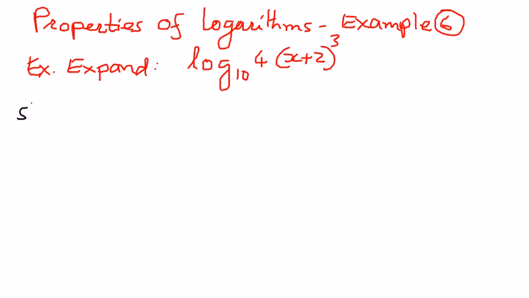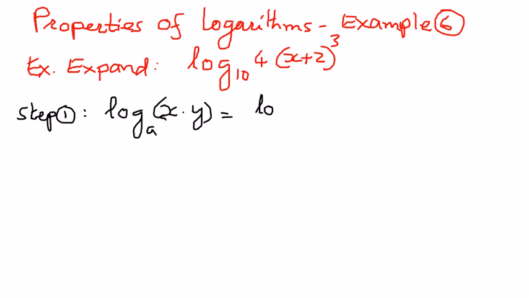Step number 1. We want to use the product rule and then be able to expand it out first. What is the product rule telling us? The product rule is telling us that if we have log of x times y to the base a, we can write this as log x to the base a plus log y to the base a. That is the product rule. We'll first apply this product rule. Maybe we may have to apply another rule as well.